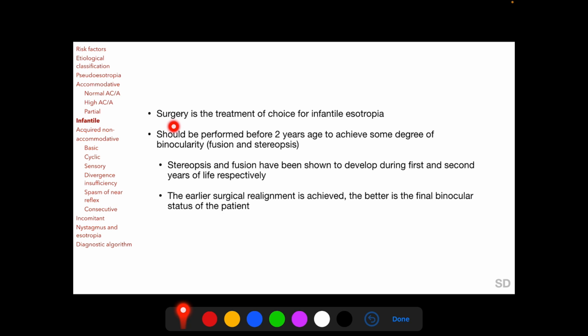Surgery is the treatment of choice for infantile esotropia, and this contrasts with accommodative esotropia, in which optical correction is the treatment of choice. Surgery should be performed before 2 years of age to achieve at least some degree of binocularity, and it has been seen that the earlier surgical realignment is achieved, the better is the final binocular status of the patient. Although perfect single binocular vision is rarely achieved in patients with infantile esotropia.